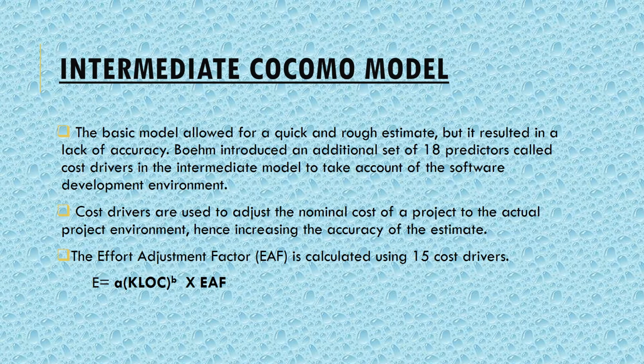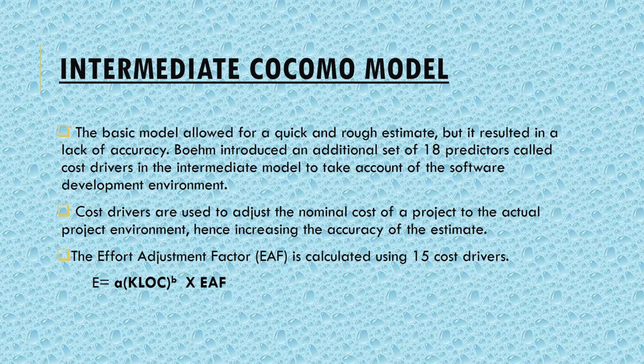project parameters. These parameters were not considered in the basic model, due to which the accuracy was limited. But all these cost drivers, all these cost predictors, are used in the intermediate model. Therefore they are helpful in increasing the accuracy of the model. Therefore it is used in almost all software development projects in the early stages of development.